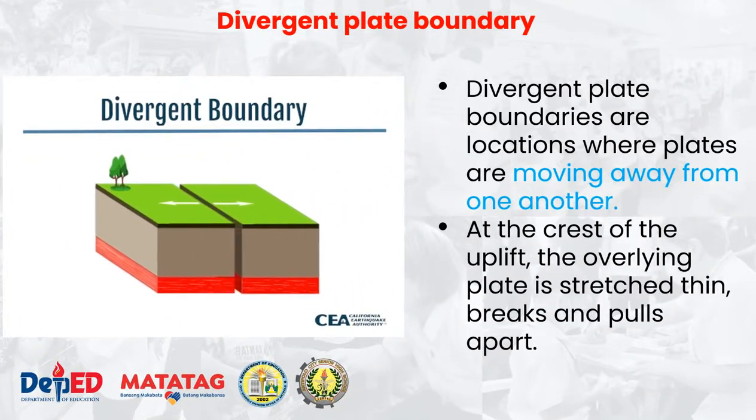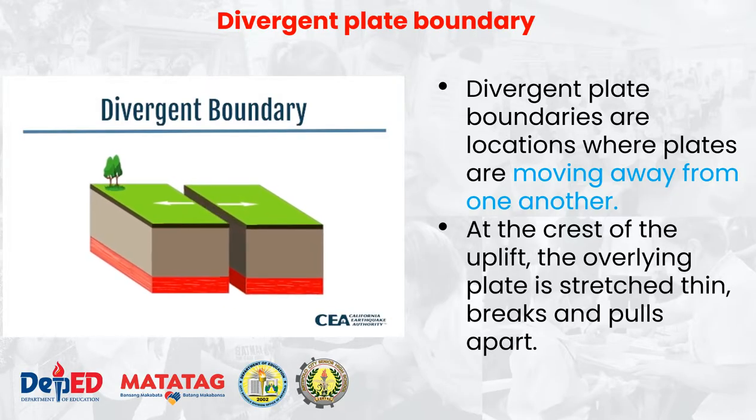So, divergent plate boundary naman ay boundaries, locations where plates are moving away from one another. Palayo naman sila sa bawat isa. At the crest of the uplift, the overlying plate is stretched thin, breaks, and pulls apart. So, divergent boundary, it happens when 2 tectonic plates move away. Along these boundaries, earthquakes are common and magma rises from the Earth's mantle to the surface, solidifying to create a new oceanic crust. Ang Mid-Atlantic Ridge is an example ng divergent plate boundaries.